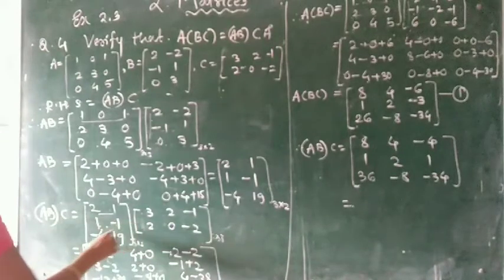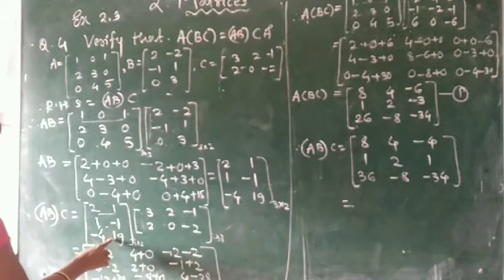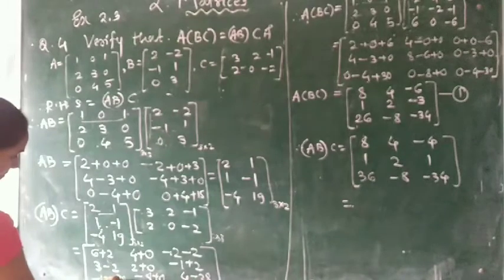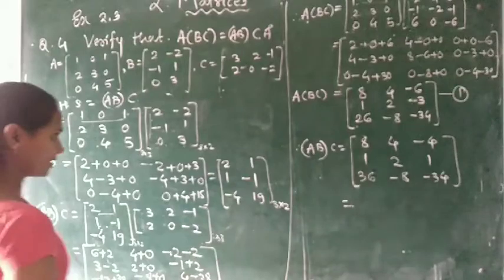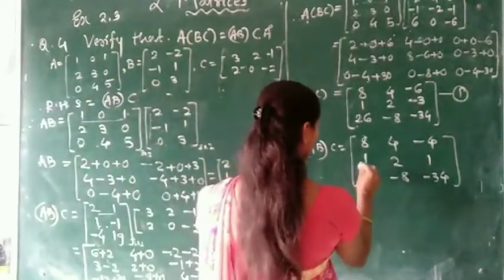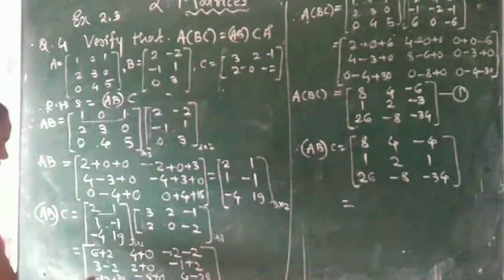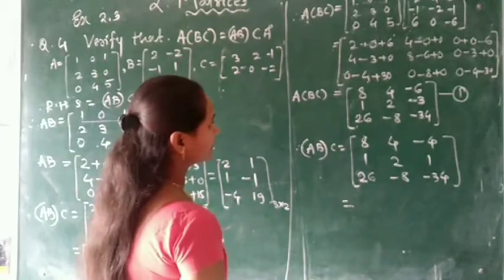So AB into C, minus 4 into 3, minus 12, and here 19 into 2, 38. So here we get minus 2, here we get 26, not 30. Minus 12 here, not 2. I will take 2 here. So minus 12 plus 38, that is 26. Now which value is incorrect here?